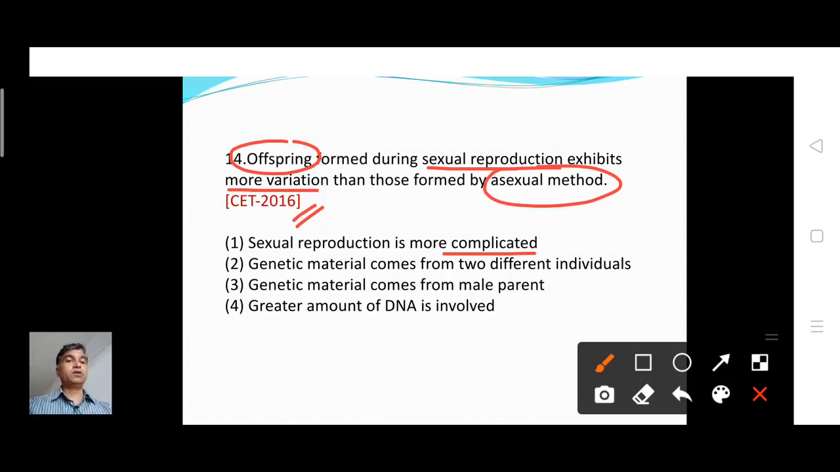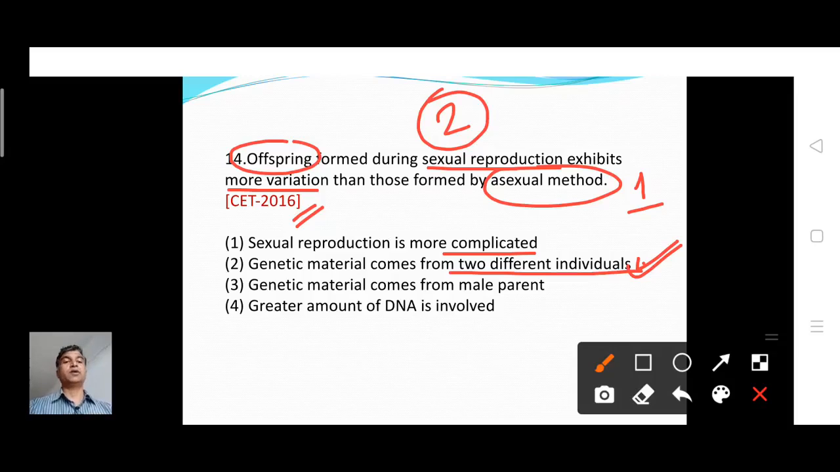Genetic material comes from two different individuals. Yes. When you take asexual reproduction, that is uniparental. Sexual reproduction is biparental. Two parents are involved. Here, two different individuals are involved. That's why variations are created. Yes, this statement fits well.